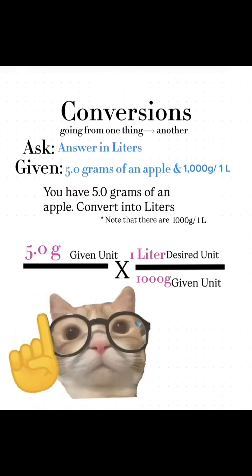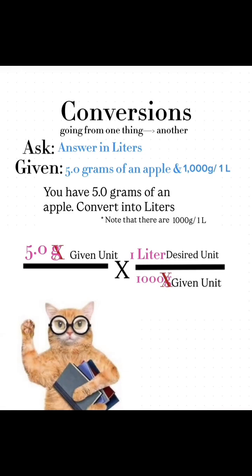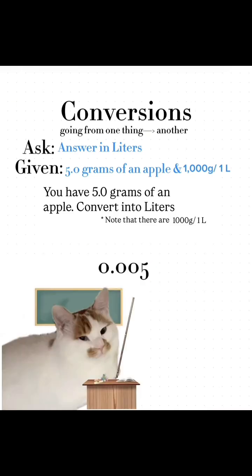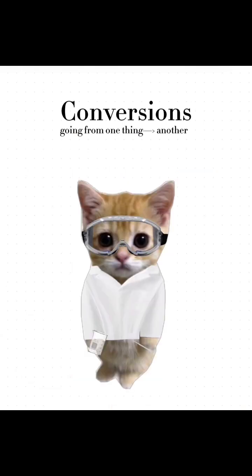So the first thing I'm going to do is cross out my grams because they both diagonally divided each other out. So now I can multiply across my 5 grams times 1, which will just be itself, and then divide that by the denominator, which is 1,000. And our answer is going to be 0.005. But what's our unit of measurement? Liters, because we canceled out our grams. Anyways, that's how you do conversions.